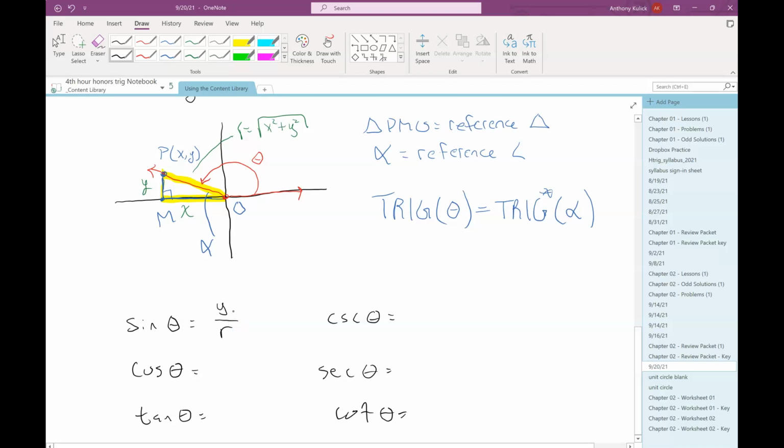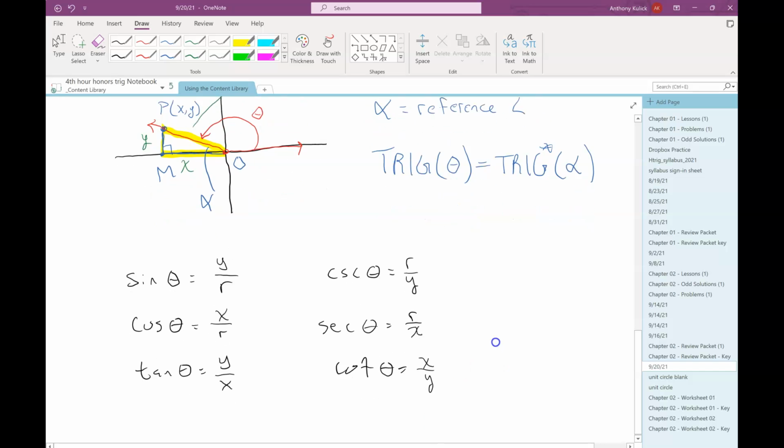So sine should be y over r. And cosine would be adjacent over hypotenuse, so x over r. Tangent is opposite over adjacent, so y over x. Cosecant is the reciprocal of sine, or hypotenuse over opposite. Secant is the reciprocal of cosine, or hypotenuse over adjacent. And cotangent is the reciprocal of tangent, or adjacent over opposite.